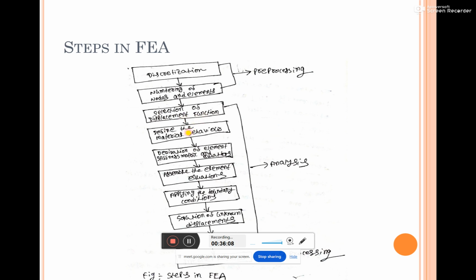After that you have to define the material, so what type of material it is, where you can specify the Young's modulus or the Poisson's ratio. Such things you can specify here in the material behavior. After that, if it is a structural problem, then we have to find out the stiffness matrix for each and every element in this particular step.